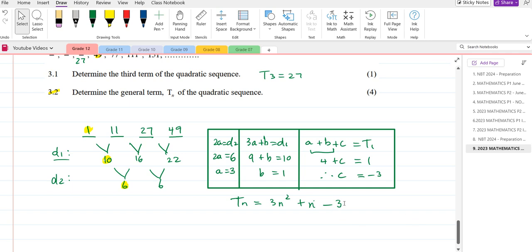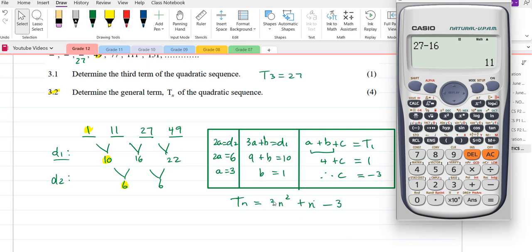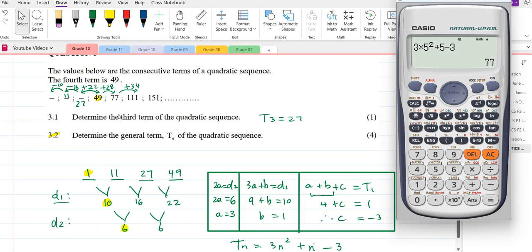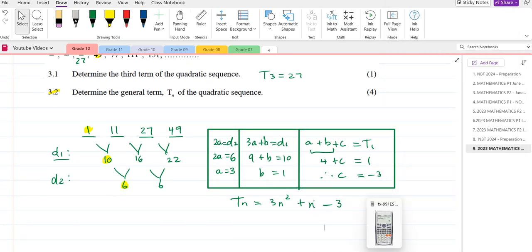So is that correct, what we did here? 3n squared plus n minus 3. Now let's check if my answer is correct. Let me substitute 5 inside and see if we get 77, the fifth term. So we're going to say 3 times 5 squared plus 5 minus 3. I've got 77, which correlates with what we have in the quadratic sequence. Moving on to the next problem.